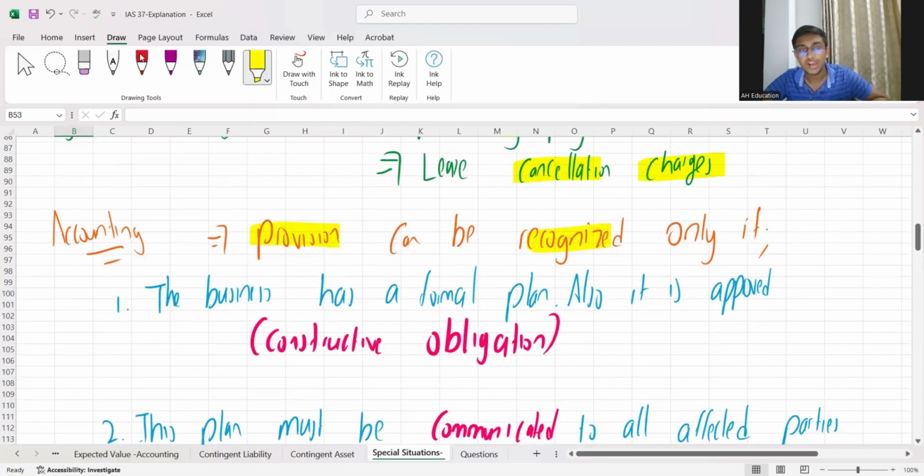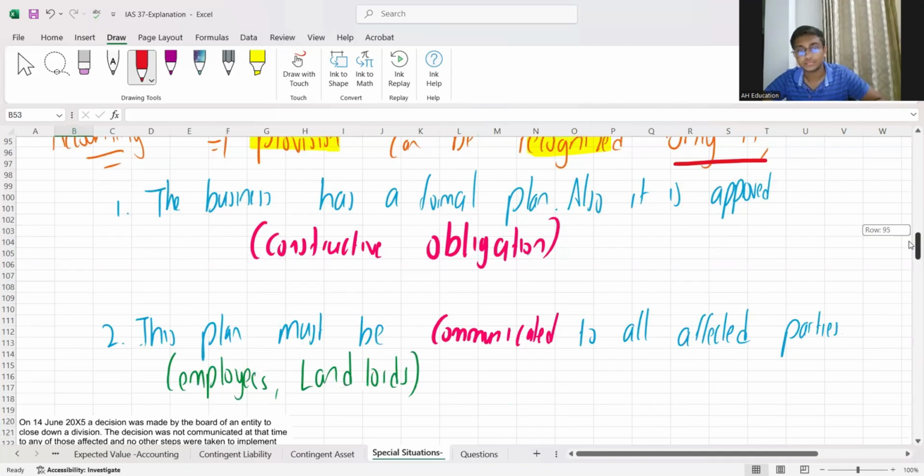Can you all see here? I've mentioned only if there are a few conditions. Okay. If those two conditions are met, then you can recognize a provision. And if those two conditions aren't met, you cannot recognize a provision. Okay. And those conditions are as follows.